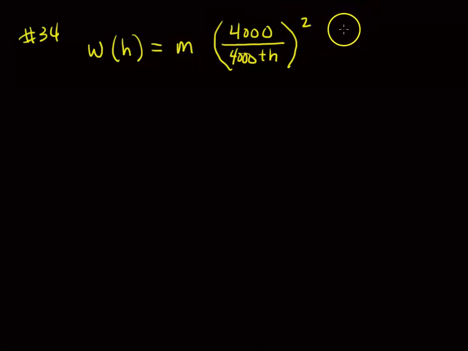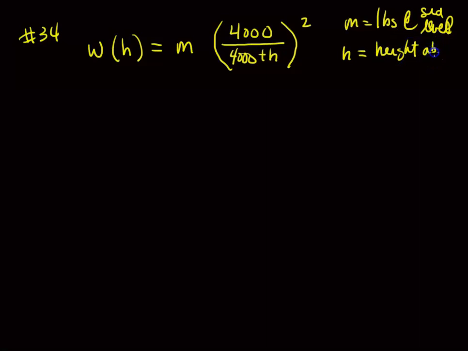So what is m again? M is pounds at sea level. The h is the height above sea level. This is in miles.